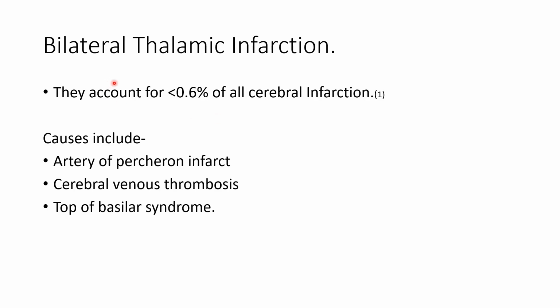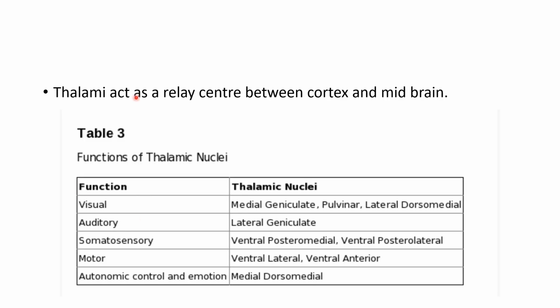So coming to bilateral thalamic infarctions, they account for less than 0.6% of all cerebral infarctions. Causes include artery of Percheron infarct, cerebral sinus venous thrombosis, and top of basilar syndrome. So coming to general neuroanatomy and functions of thalamus, thalamus acts as a relay center between cortex and the midbrain.